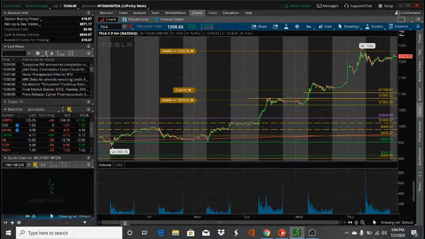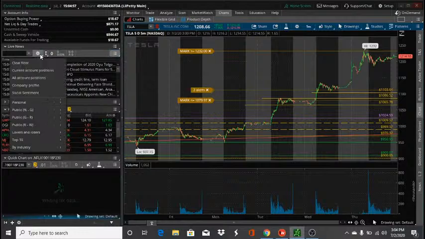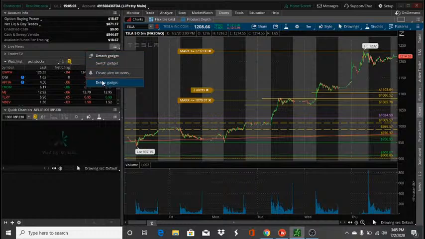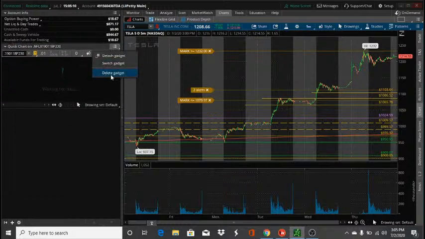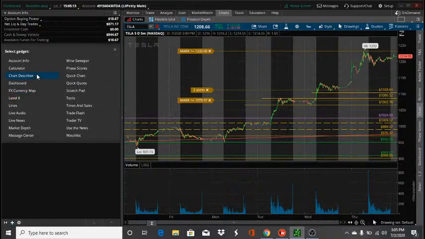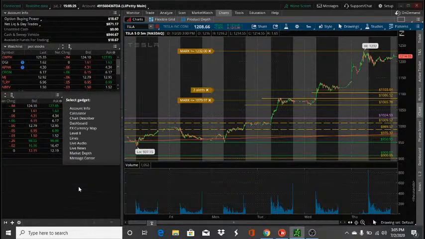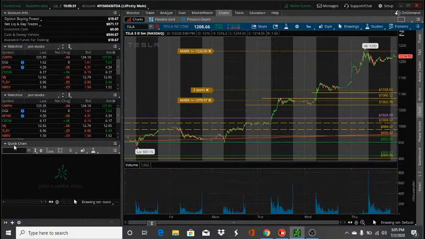So we want to go ahead and we're going to change this to, there we go, right here. Gadget. Oh yeah, we got to delete the gadgets. So we'll delete the gadgets and we'll start fresh. And we want a watch list, and then we want a quick chart, and that's how we rock right there.